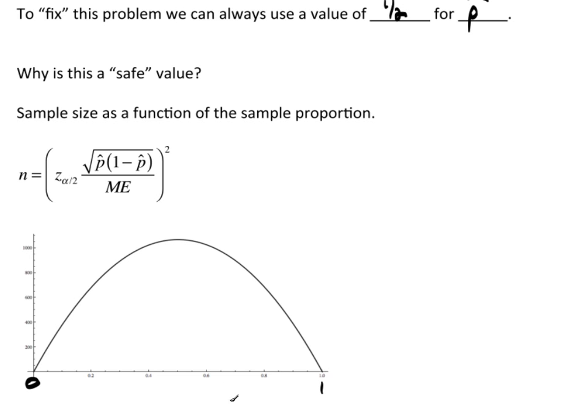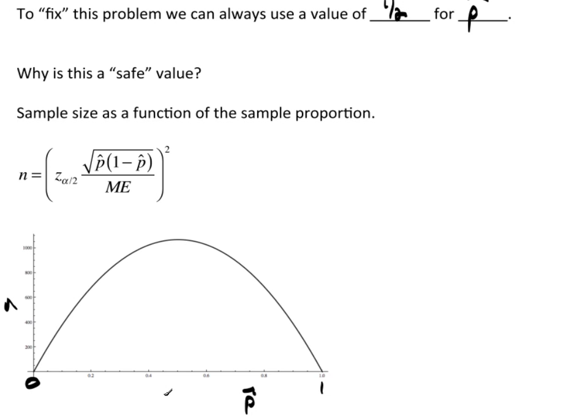Here's the deal. This is 0. This is 1. This is my p hat axis. This is my n axis. So I graph this as a function. Remember, z of alpha over 2, it's fixed. The margin of error is a number, it's fixed. All this is like x times 1 minus x, square root, and the whole thing squared. So when I think of it that way, like this is y, this is just a function of x, like you would plot it a zillion times in algebra.